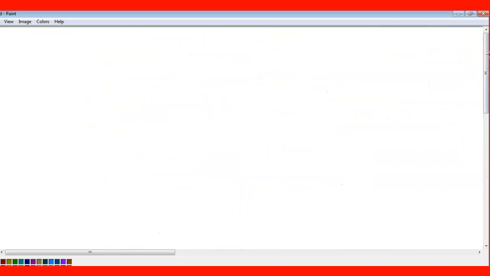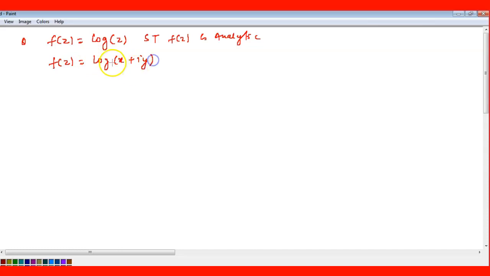Like the last question, I will do one more. Consider this question is given, f of z is equal to log of z. Check whether this function is analytic. So consider we are doing it in the Cartesian form, f of z is equal to log of x plus iy. Z is equal to, I substituted x plus iy, right?